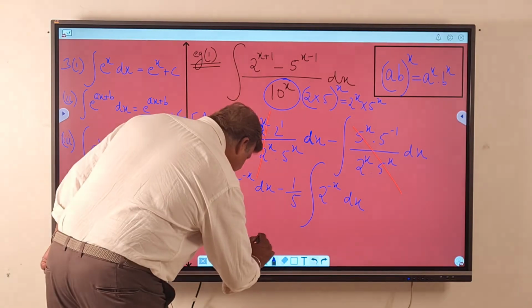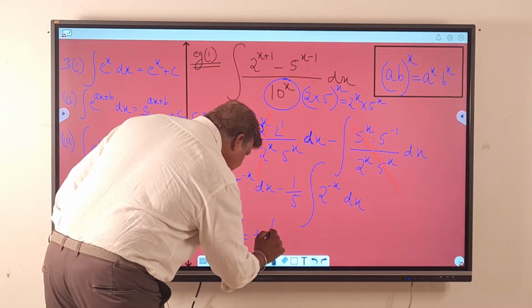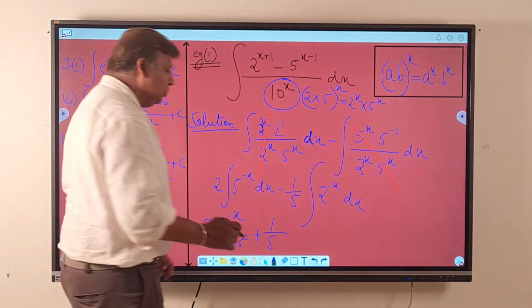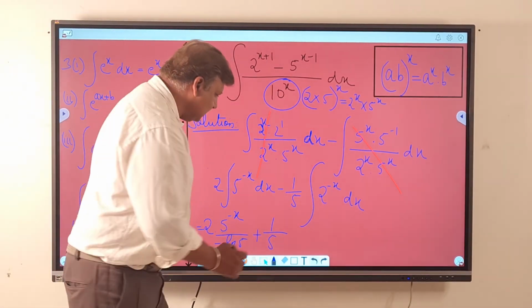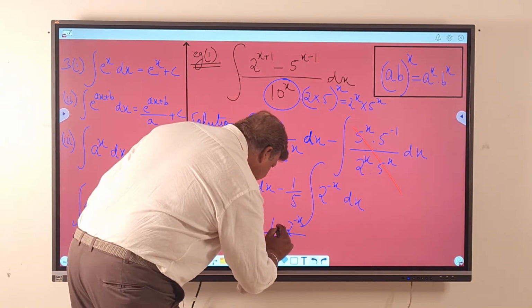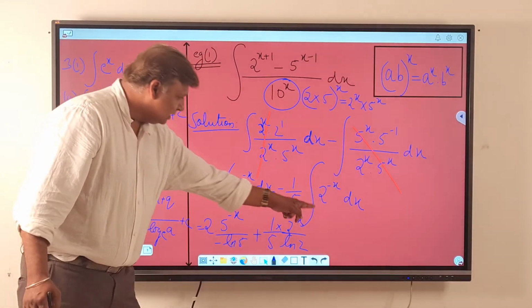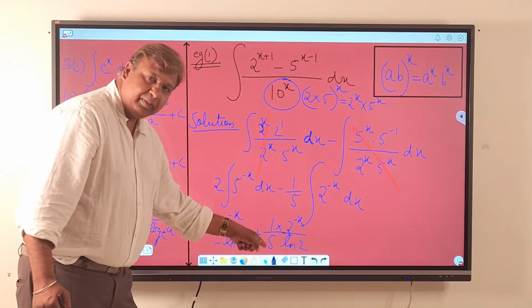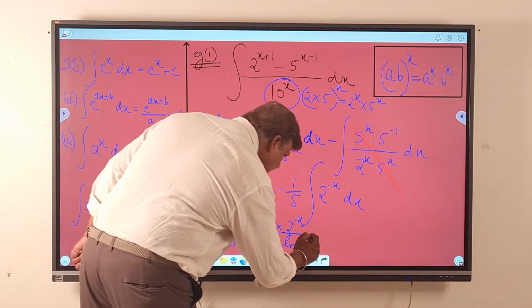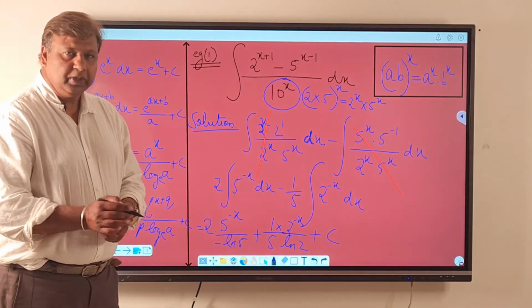Here what do you get? Minus. Minus will come from here, and this minus will make it plus 1 upon, you understand now? 2 raised to power minus x integration would be 2 raised to power minus x upon ln 2, and minus 1 will also come along, and this minus will become plus. Isn't that right? So this is the answer which you get. I hope you understand it.